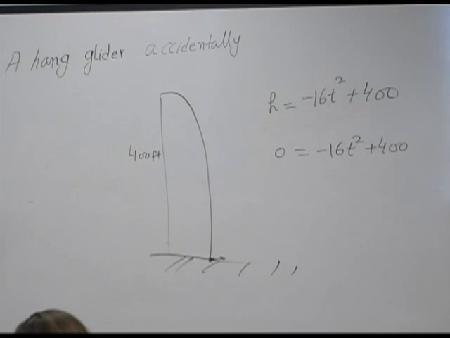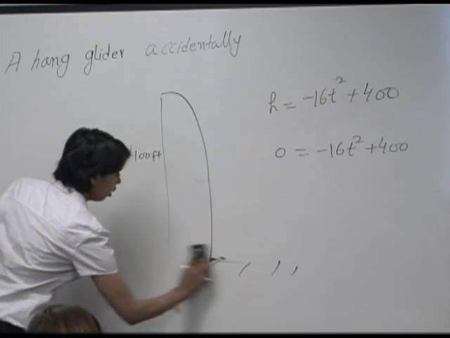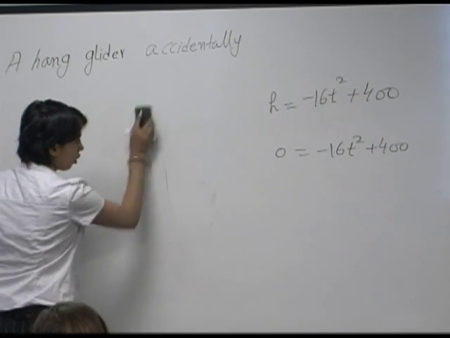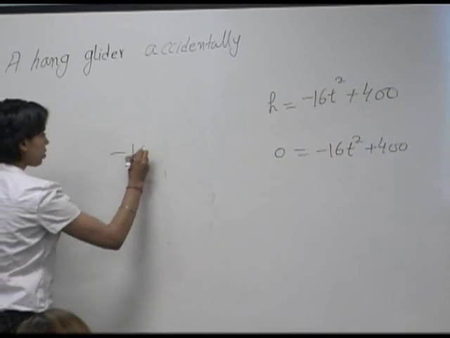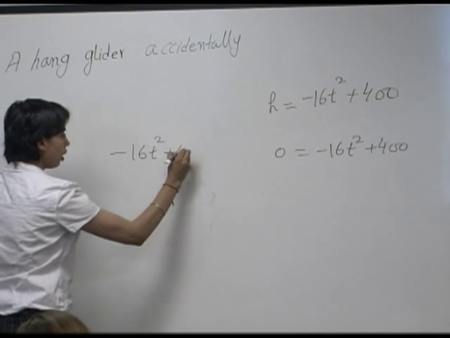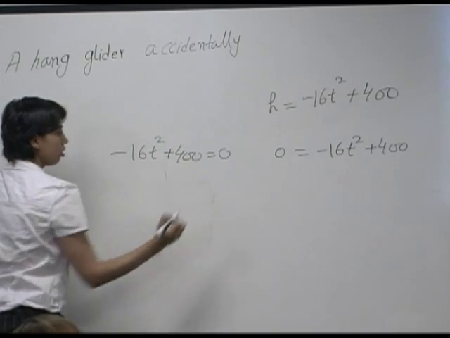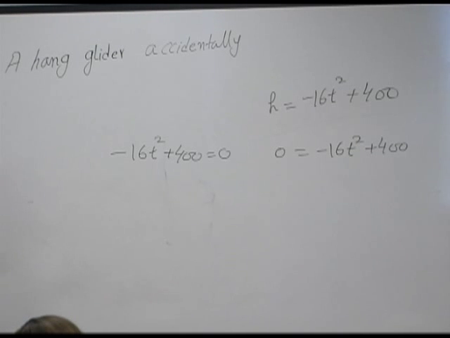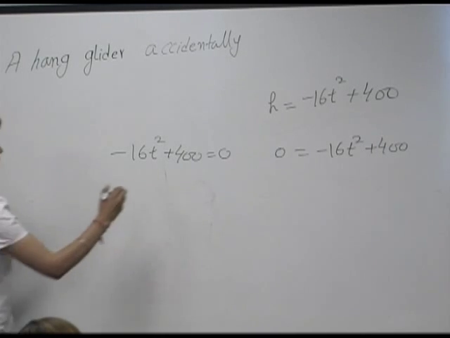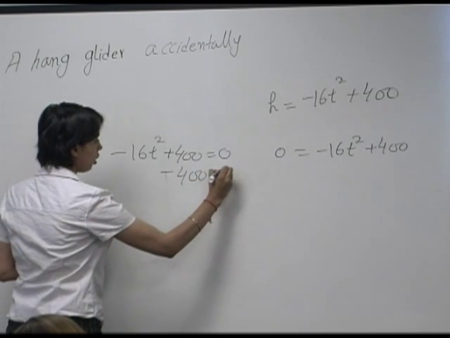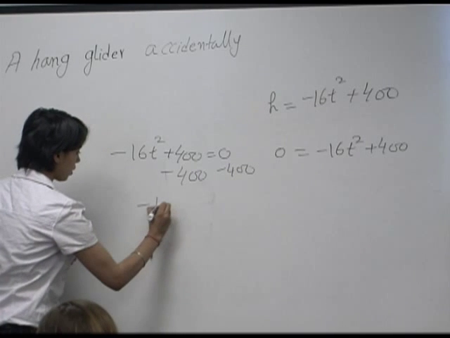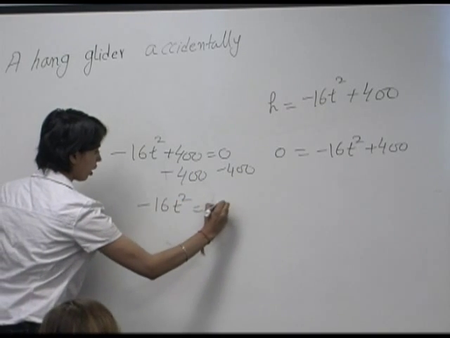Yes, it's like the golf ball one, absolutely. So let's solve this equation: negative 16t squared plus 400 equals 0. You have to get t by itself. So minus 400 and move it over. Very good. So we get negative 16t squared equals negative 400.